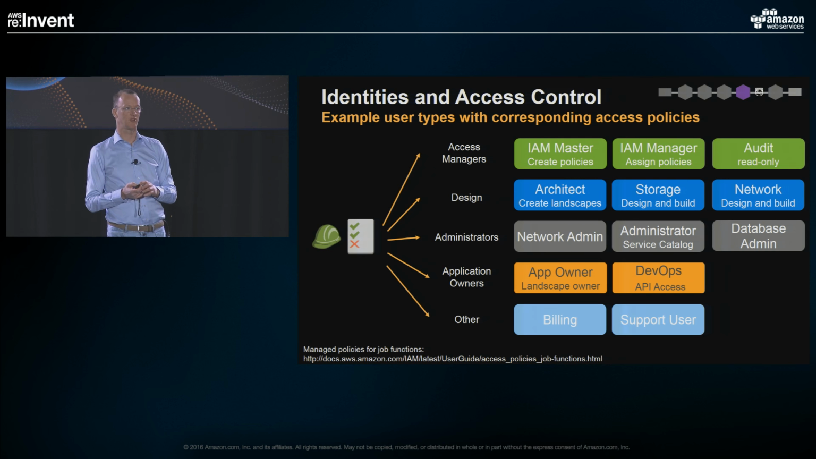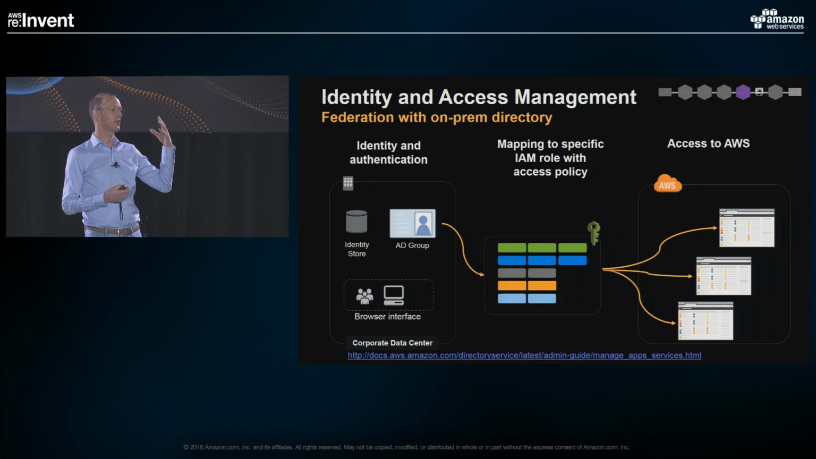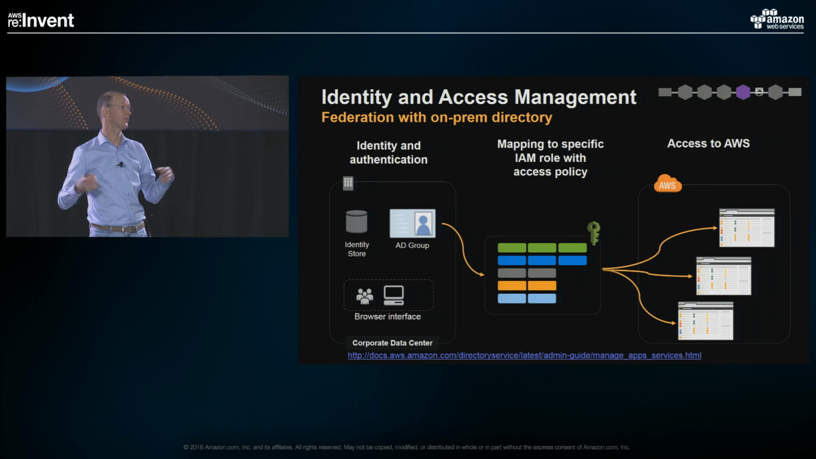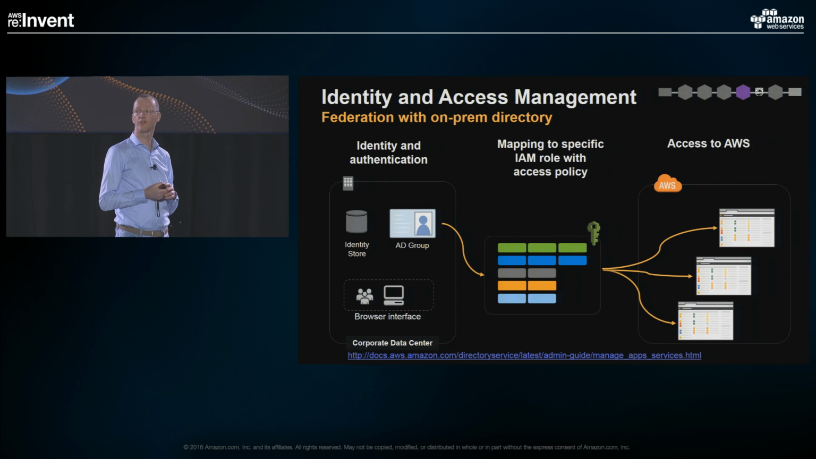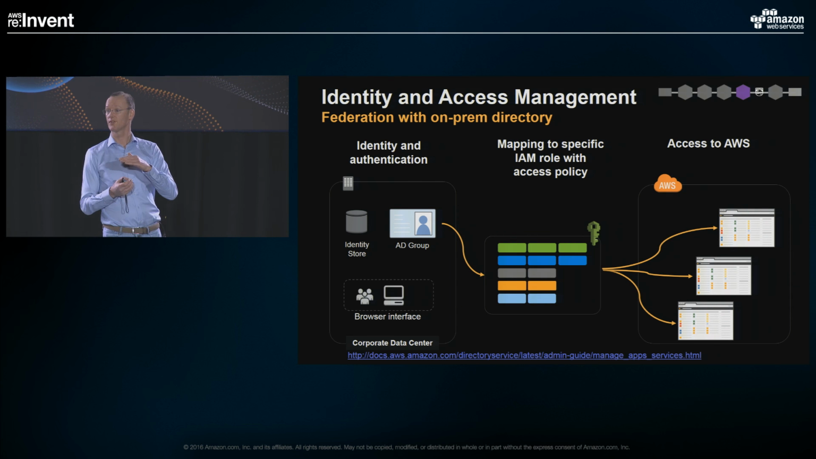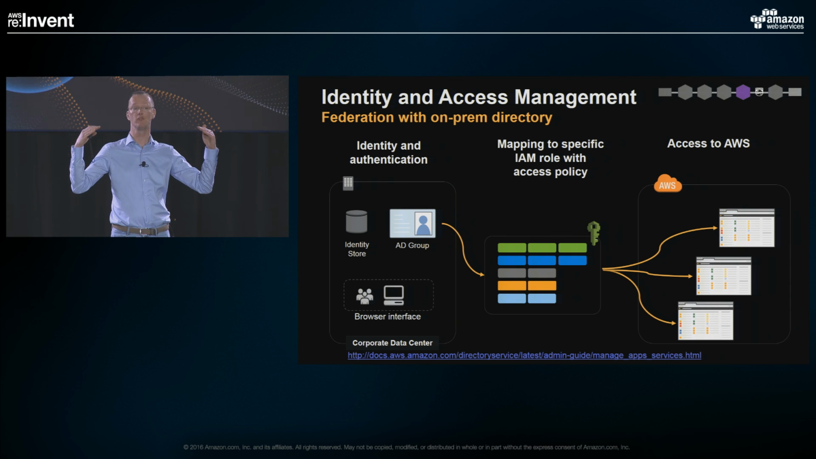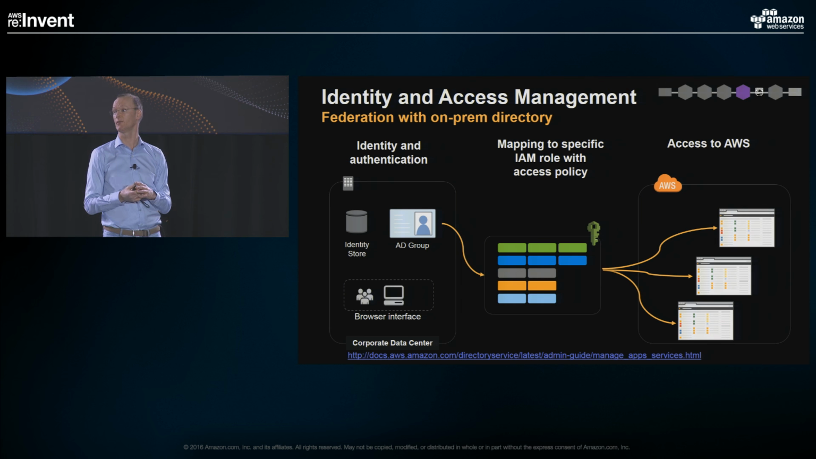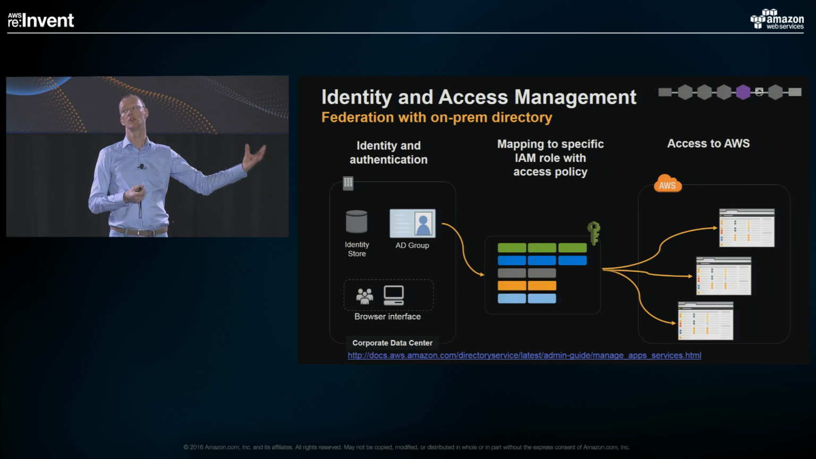And once you create these access policies and these roles in IAM, you can connect your existing Active Directory to AWS. The way it works is actually pretty simple. You create these roles and you map AD groups to the roles in AWS, and that allows everybody who's part of the AD group to go to AWS and assume this role and perform the actions that this role allows.